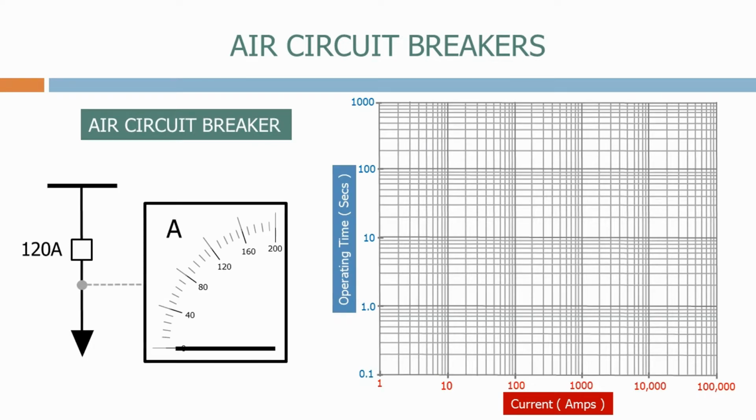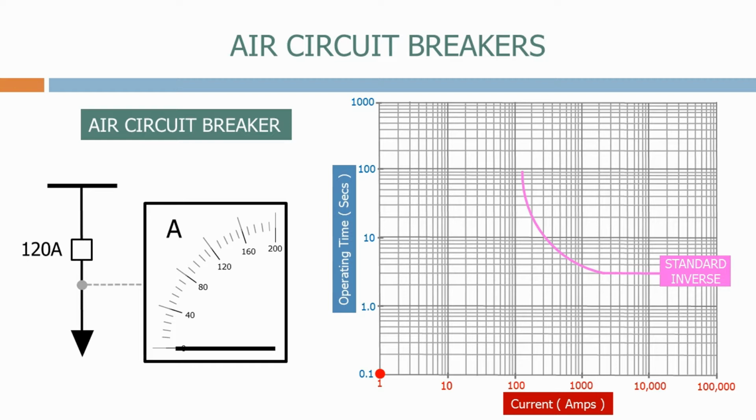Here we have a 120 amp rated air circuit breaker protecting a feeder. The difference between the air circuit breaker and the fuses and MCBs that we've looked at so far is that this device is fully programmable and has a variety of curves and characteristics available. A typical curve we normally use is the standard inverse curve.